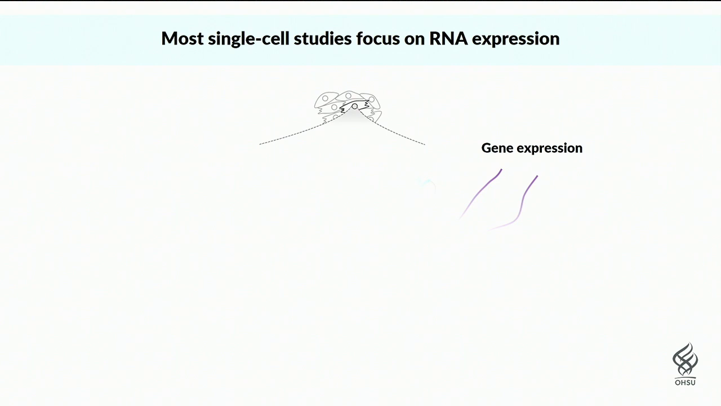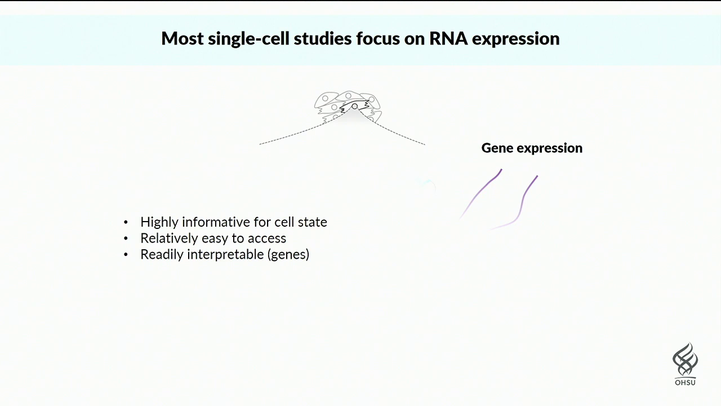Most single-cell work currently in the field really focuses on gene expression, and you saw some beautiful work presented by John in the first talk. And there are a lot of reasons behind that, right? Gene expression and exploring the transcriptome is highly informative for cell state or cell type. It's relatively easy to access. You've got this really nice poly A tail that's kind of a molecular tag you can latch onto and target those molecules specifically. And it's fairly readily interpretable, right?